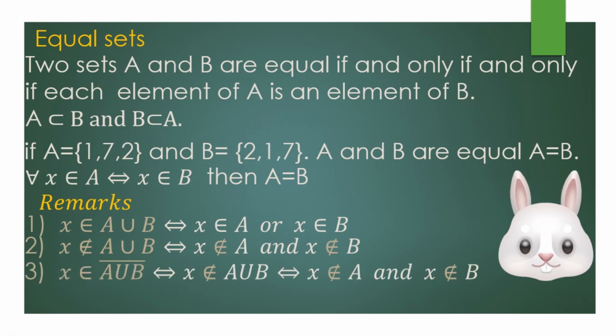X belongs to (A union B) bar. If x belongs to (A union B) bar, then x does not belong to A union B. X does not belong to A union B, it means x doesn't belong to A and x does not belong to B. What does it mean? X belongs to A bar and x belongs to B bar, then x belongs to their intersection.